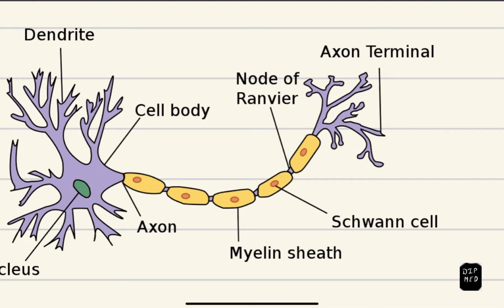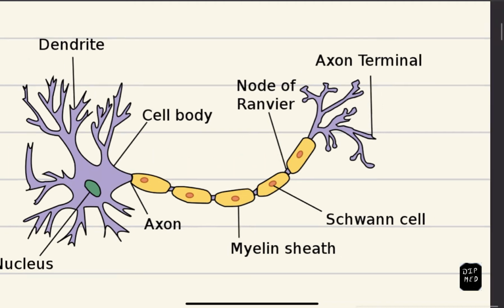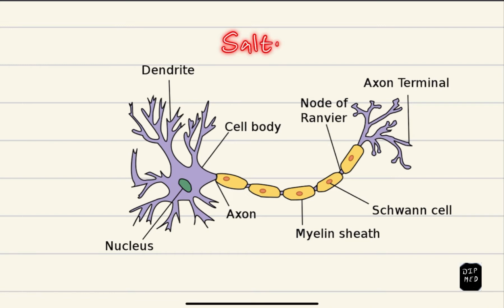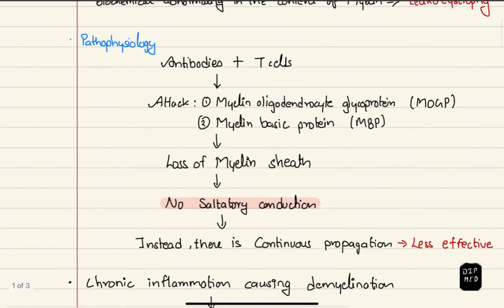So instead of a steady conduction, the impulse tends to jump from one node of Ranvier to another. This saves energy and makes conduction more efficient. This type of impulse conduction is known as saltatory conduction and is possible only in the presence of myelin sheath. Now let's see how this physiology is affected in multiple sclerosis.